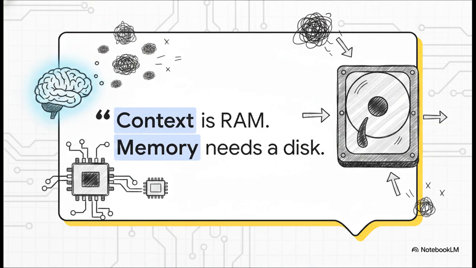Which brings us to a golden rule for understanding AI architecture. Context is RAM. Memory needs a disk. The context window, that block of text you send to the LLM, is simply where the agent thinks. It is not where it permanently stores what it knows. If you just try stuffing every single detail into the context window, your costs skyrocket, latency grows, and the model actually gets dumber because it loses facts in the middle of all that noise. We absolutely need a disk.